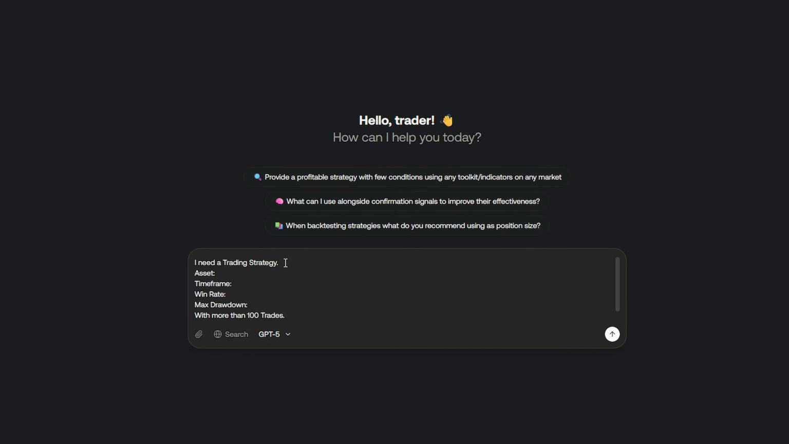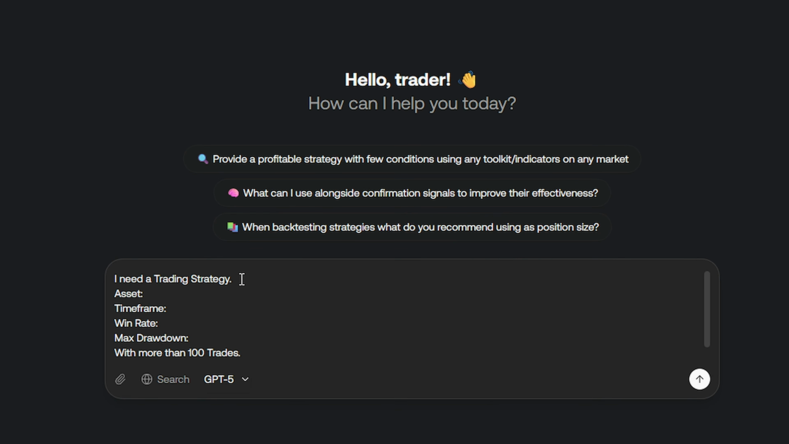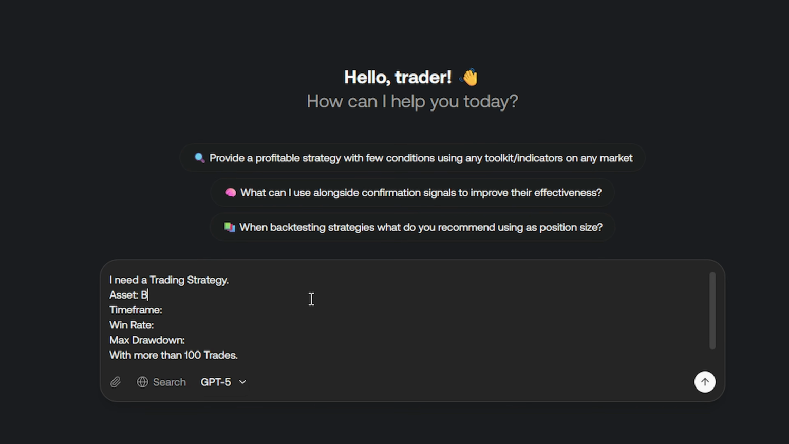Did you know that most traders keep changing indicators when the real edge is testing the right conditions? I asked an AI to create a trading strategy with very specific rules, and the results surprised me. I needed a strategy for Bitcoin on the 5-minute chart. More than 60% win rate, drawdown below 20%, at least 100 trades, and a clear exit condition. The AI generated a very simple system.